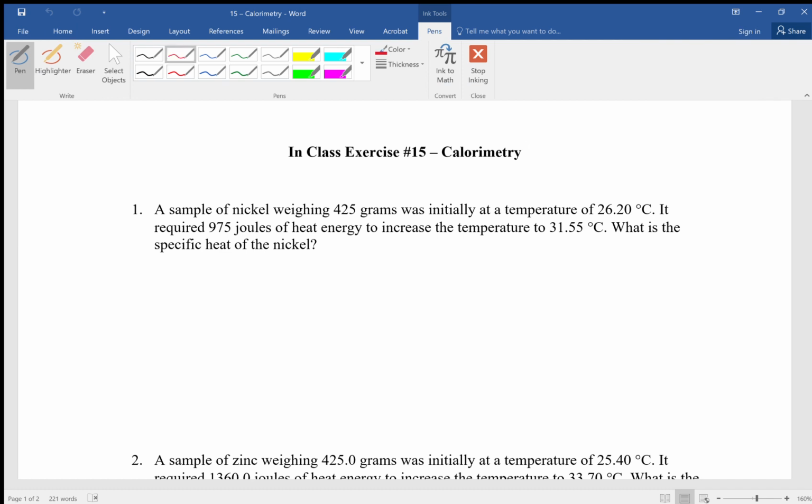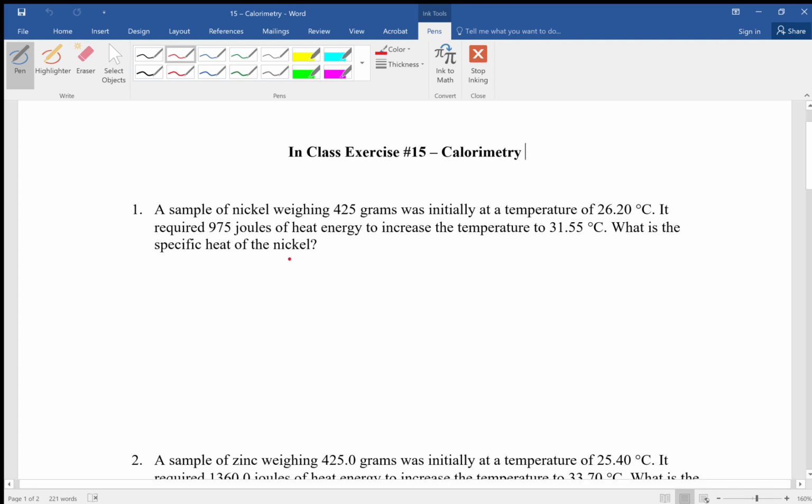So our first question here, we say we have a sample of nickel and we have its mass, and we're told that it changes temperatures. And we're told how much heat, how much energy it took to do that. And so what we have to figure out is what is the actual specific heat.